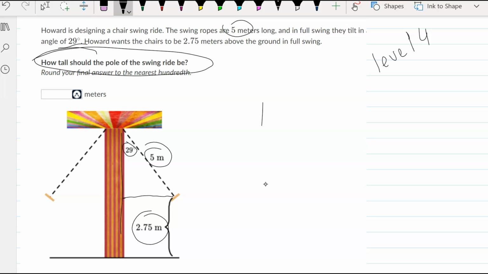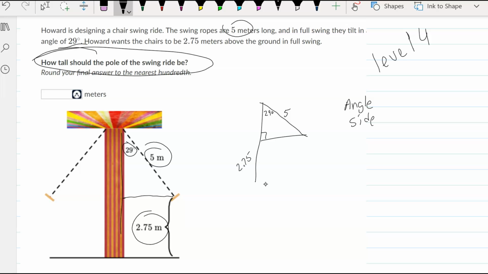So here's the problem, I have a triangle, right? This is a right triangle. Oh, and I know the angle measurement. Oh, and I know the hypotenuse. How tall should the pole be? Well, we also know this 2.75 that he wants this to be here. Do we have anything else? Well, we have an angle and we have a side. Oh, wait a minute. Trig, that's all I need.